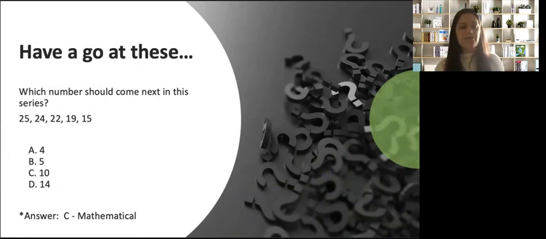And here's why. If we look at the numbers, 25 minus 1 is 24. 24 minus 2 is 22. 22 minus 3 is 19. So as you can see, the number we're subtracting from each of these increases by 1 every time. So by the time we get to 15, we know we need to subtract 5 from that number, and thus the answer is C. So this is a mathematical measure on this test.